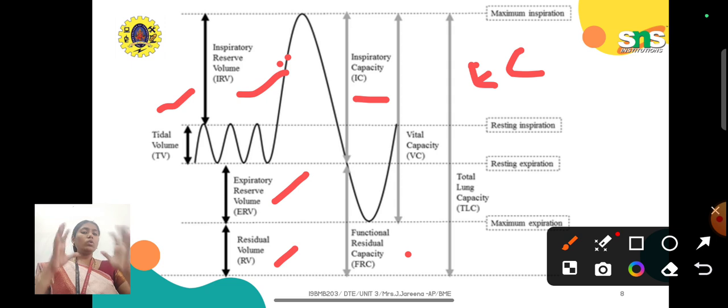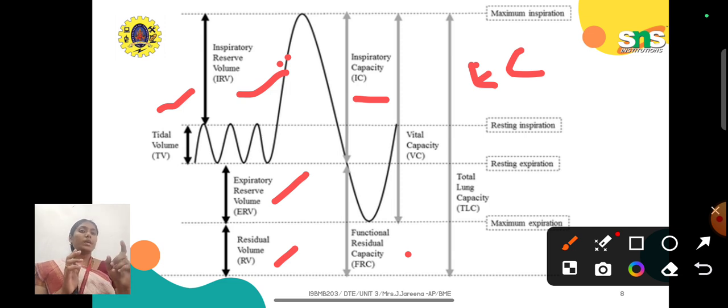But on the whole, your lungs have some capacity, the functional residual capacity, which holds the expiratory reserve volume plus residual volume. So even if you give extra effort and the expiratory reserve volume goes out, you still have a residual volume of air inside your lungs. This is what is called functional residual capacity.